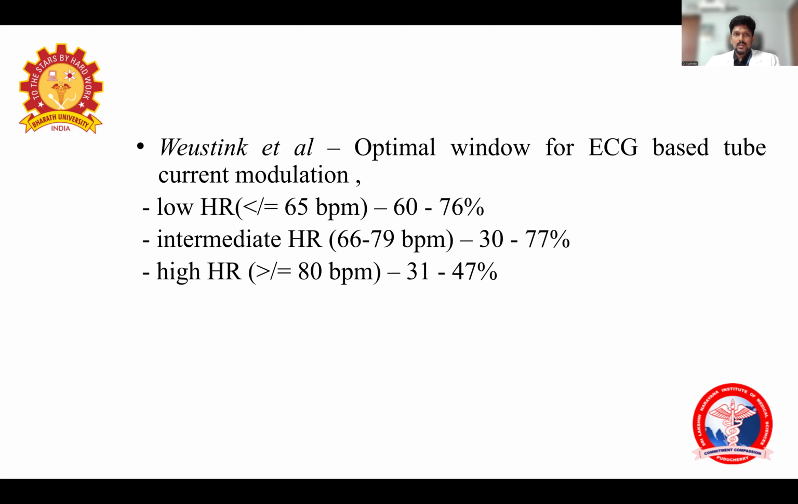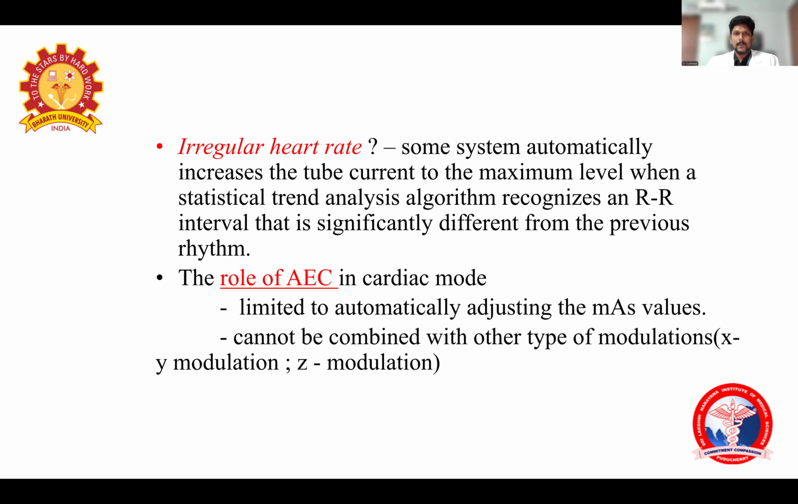There is a study by Westing et al. An optimal window for ECG-based tube current modulation is used. In a case of low heart rate, less than 65, it is 60 to 76 percent. In intermediate heart rate, 66 to 79 beats per minute, it is 30 to 77, and in high heart rate, more than 80, it is 31 to 47 percent of dose reduction.